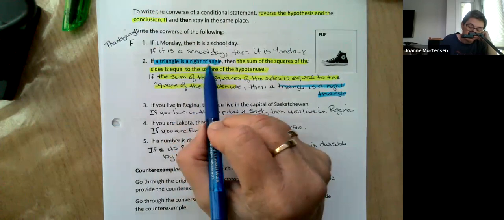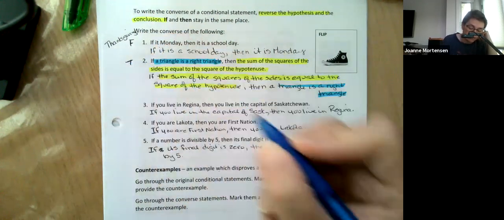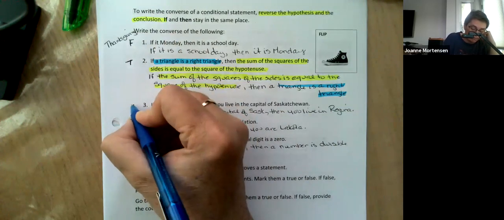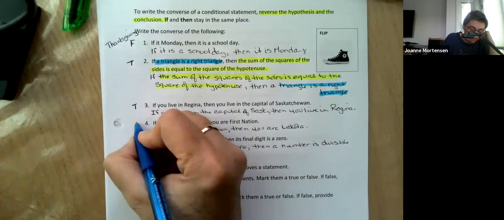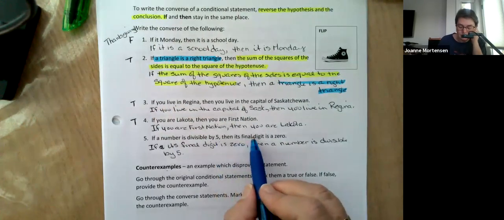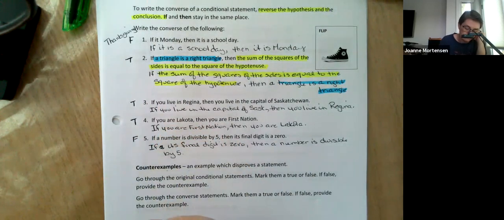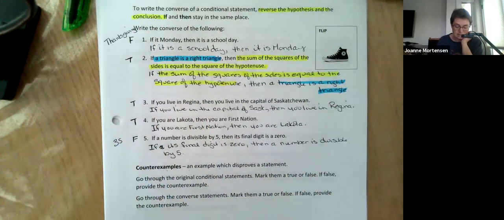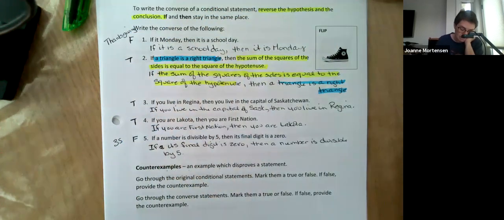If a triangle is a right triangle, okay, I know that's always true. If you live in Regina, then you live in the capital of Saskatchewan, that's true. If you are Lakota, then you're First Nation, yeah, that's true. If the number is divisible by 5, then its final digit is a 0. No. What about 35? That's divisible by 5 and it doesn't end in a 0. So Thanksgiving and 35 are my counterexamples.